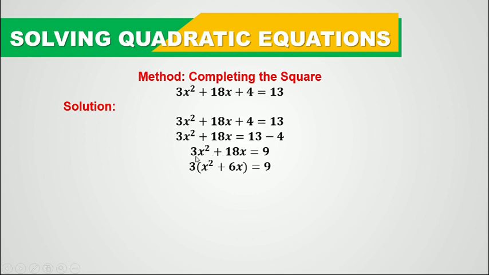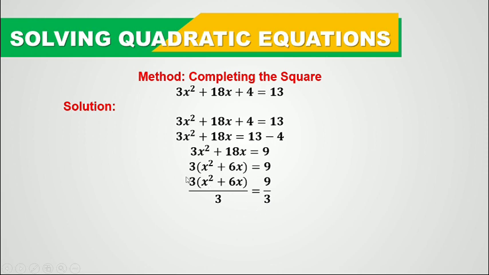So factor 3x squared plus 18x, actually we could also include this, but I prefer not to. So this becomes 3 times quantity x squared plus 6x equals 9. And then let's divide both sides of the equation by 3, so that the 3 here will be cancelled. So 3 times quantity x squared plus 6x all over 3 equals 9 divided by 3.